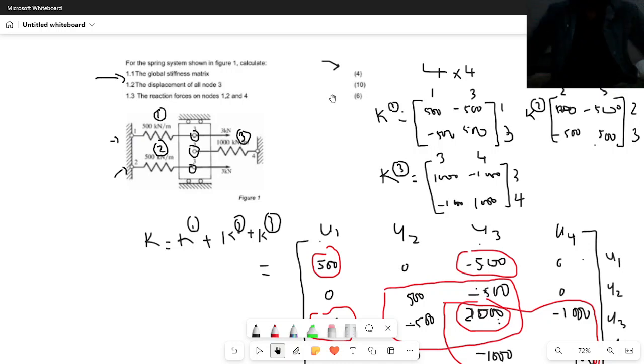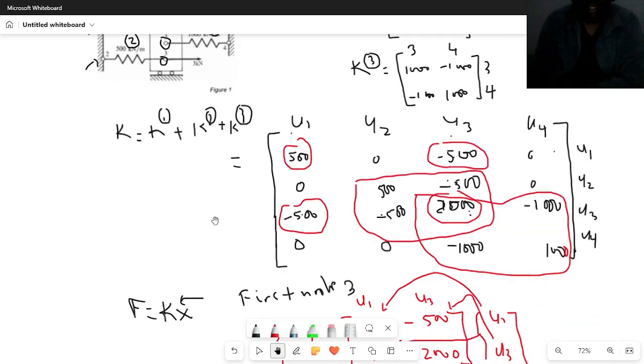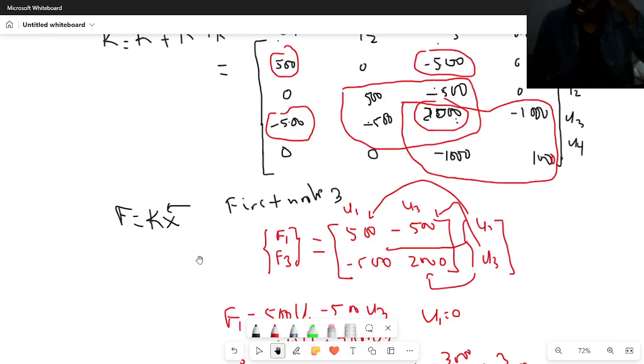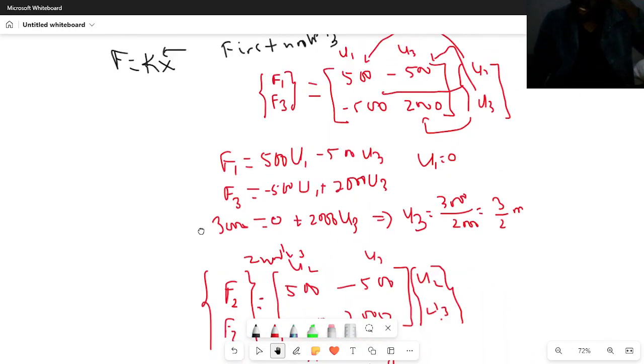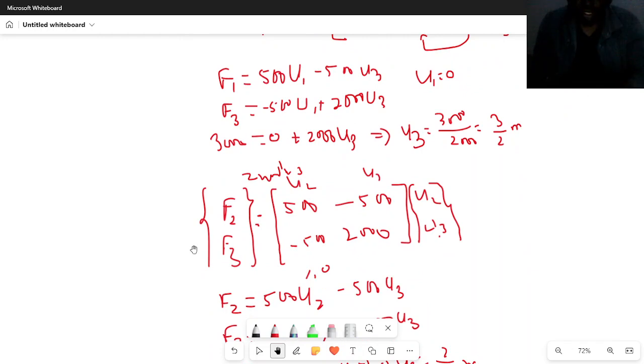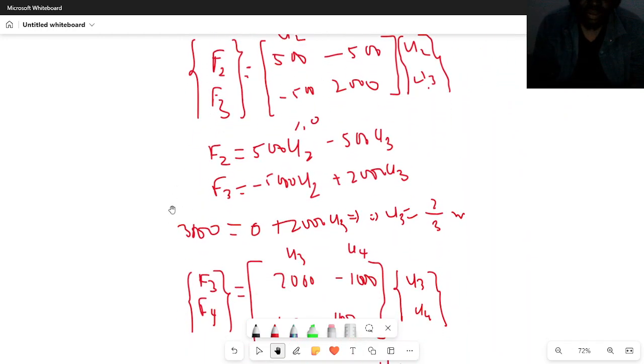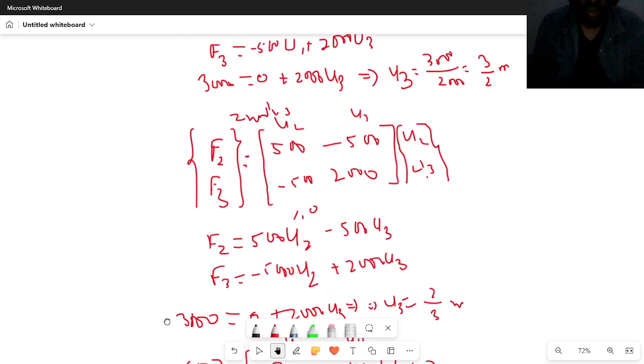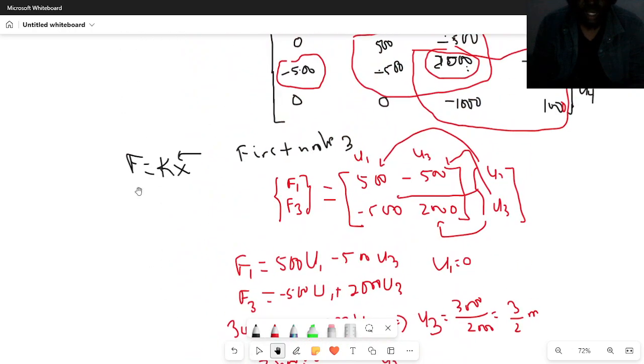Now the reaction forces on node 1, 2, 3, 4. Okay, what do we do? Nodes 1, 2, 3, 4. Reaction forces. It is still the same principle. Now we still use the same formula, the same principle of F1 equal to Kx, this one that you see here.